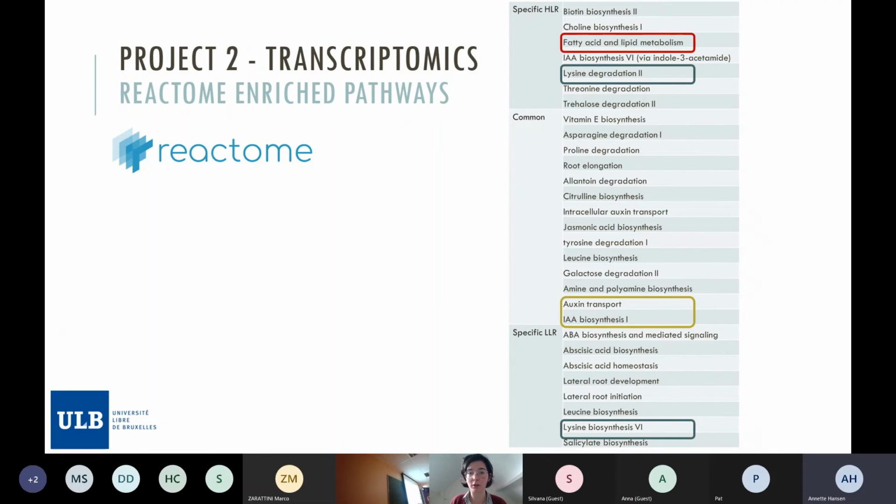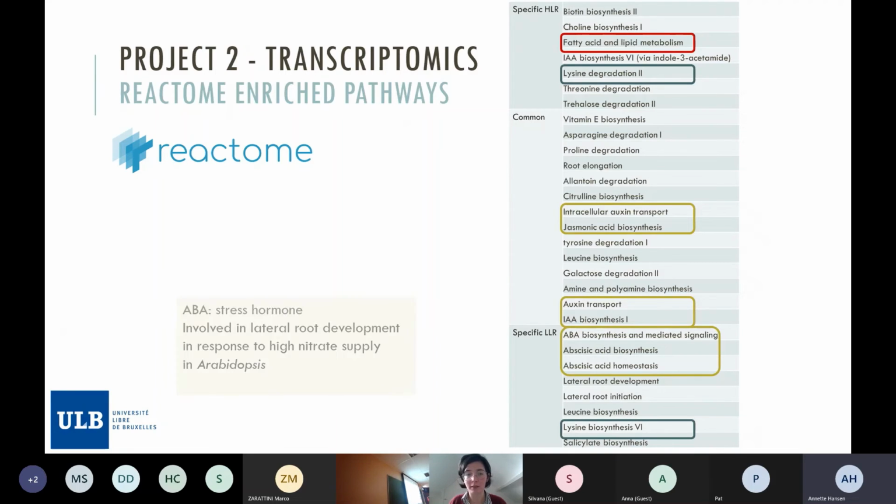But as you can see, there are a lot of processes involving hormones known to be involved in plant growth. On the other side, I saw that the phenotype with low lateral roots presents some pathways for the abscisic acid, which is like the stress hormone. So apparently this phenotype is really feeling like the stress of nitrogen deficiency.